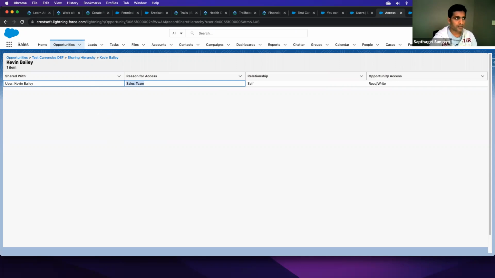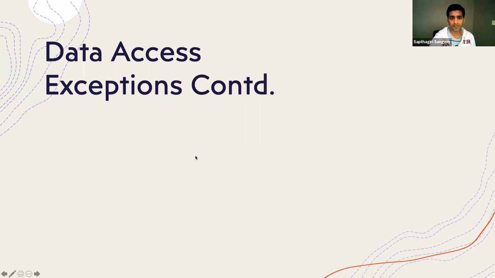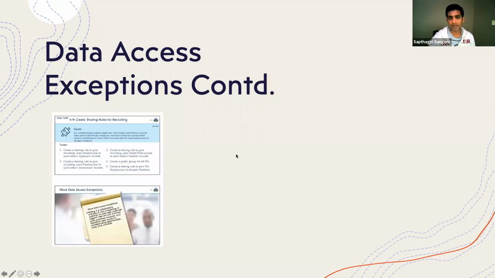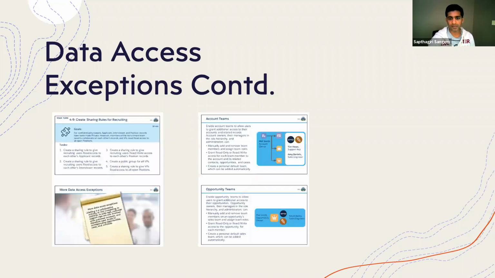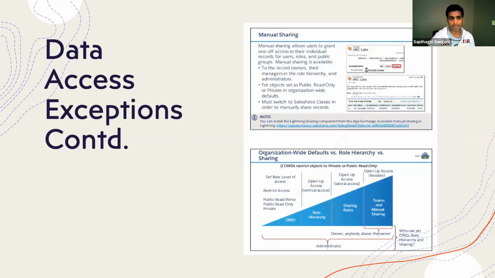So that is the data access. There are various ways we can view the access in a private model. If it is public read write, you don't need to worry about all this stuff. But if it is private, then these are various ways you need to use to expand the access. And obviously there is manual sharing. You can go under manual sharing and give that too.